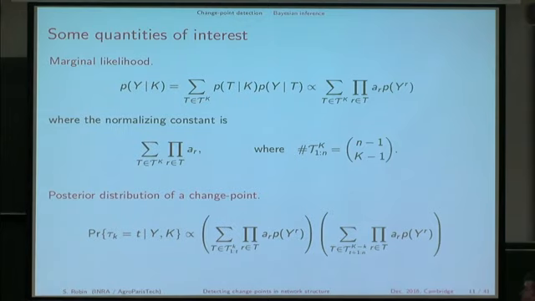And if, for example, you want to say something more interesting, like the posterior distribution of the change point, that is the probability that there is a change point at this location, you will need to consider all the possible segmentations of the data up to t, and then all the possible ways to segment the data from t to the end. And again, you have this sum-product thing. Okay.